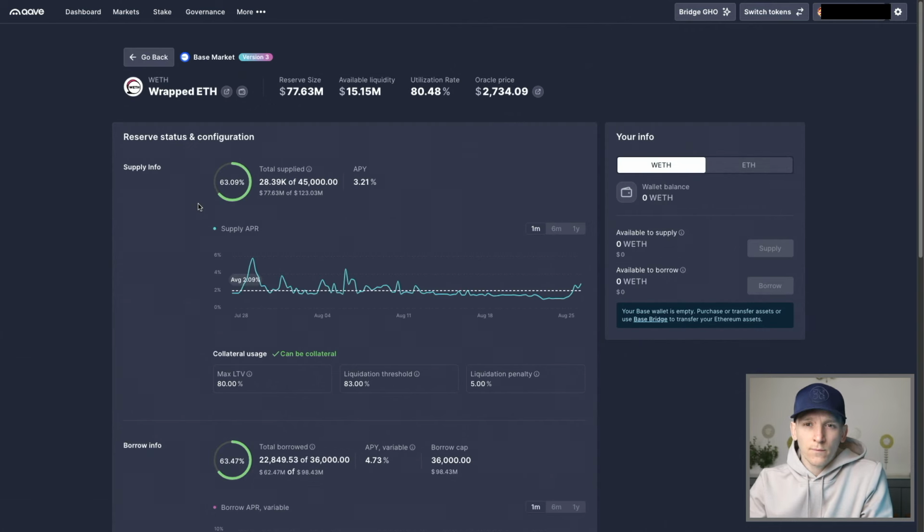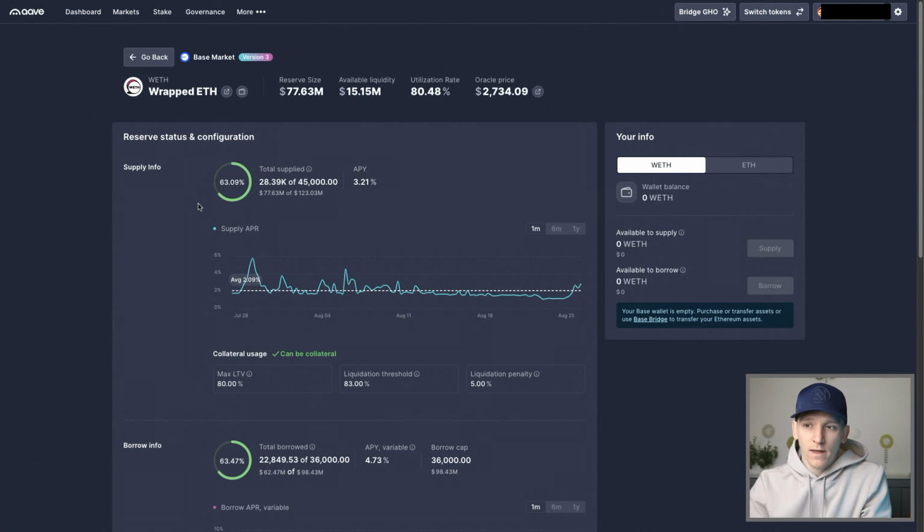Aave works on a system called over-collateralized lending. What this means is that we put collateral on the platform, say $10,000, and we can borrow about $8,000 against that. So 80% loan to value of collateral. That gives a 20% buffer to Aave to liquidate any positions if the collateral falls in value and we can't potentially pay off our loan. We'll get liquidated before that happens.